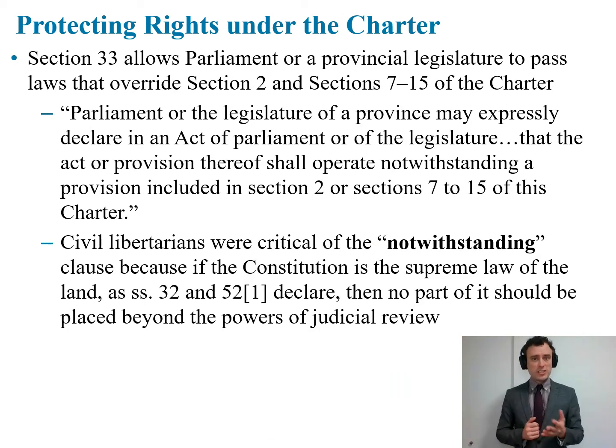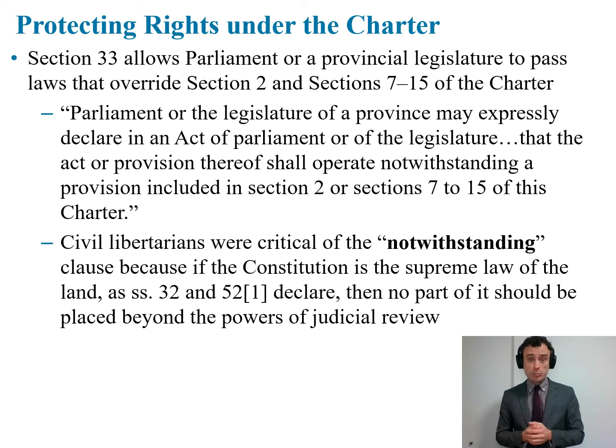To fully understand the reasonable limits that can be placed on Charter rights, we need to look at Section 33, otherwise known as the Notwithstanding Clause. Section 33 allows Parliament or a provincial legislature, and indeed it was the provincial legislatures that pushed for the inclusion of Section 33 as part of their agreement to the Constitution Act of 1982. And so what this section does is allow either Parliament or a provincial legislature to pass laws that override Section 2 and Section 7 through 15 of the Charter. These include the fundamental rights and freedoms in Section 2, the legal protections in Section 7 through 14, and the equality protection in Section 15.